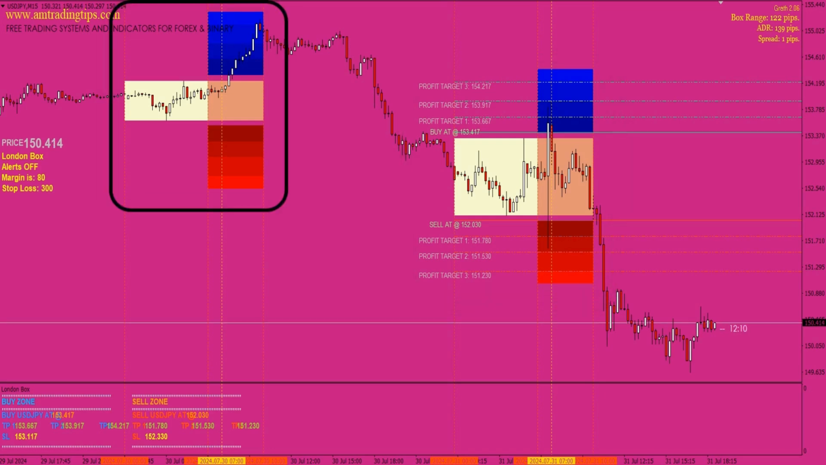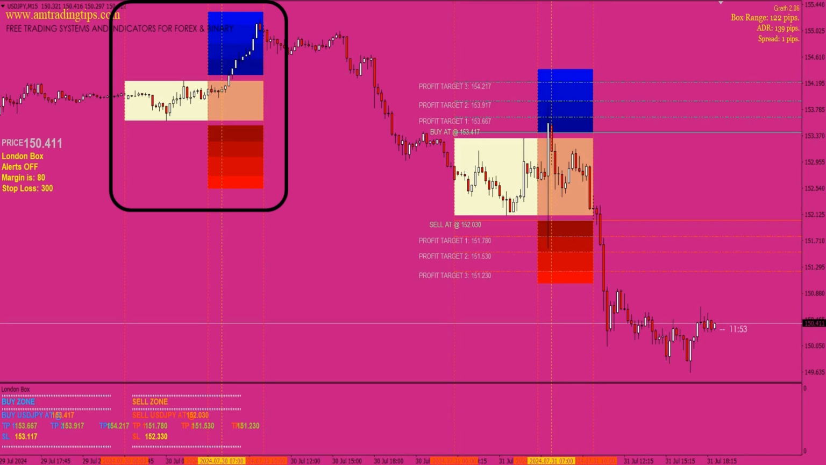For buying, when the price breaks out of the box and hits the blue buy zone above, take a buy trade immediately. Set your stop loss on the line below the box and set your first profit target using the take profit indicator. This indicator works best on candle time frames of 15 minutes and above.